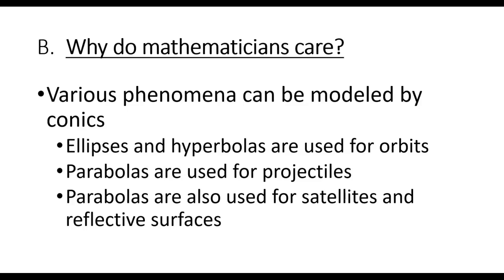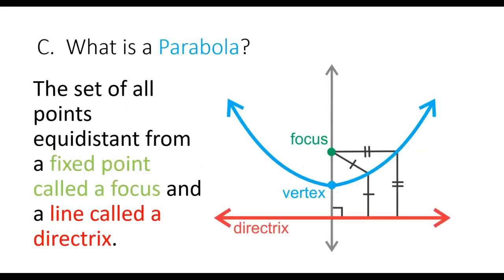Well, conics are actually pretty useful in modeling various real-life situations. For example, most of the orbits that govern how the planets move around the sun or how moons move around planets are ellipses. Parabolas are useful for anything under the influence of gravity. So anytime you throw something, it's called a projectile, and projectiles are always modeled with parabolas. Parabolas can also be useful for satellites and other reflective surfaces. So conics of all kinds are very useful and helpful for modeling real-life situations. So that's why we take time to study them.